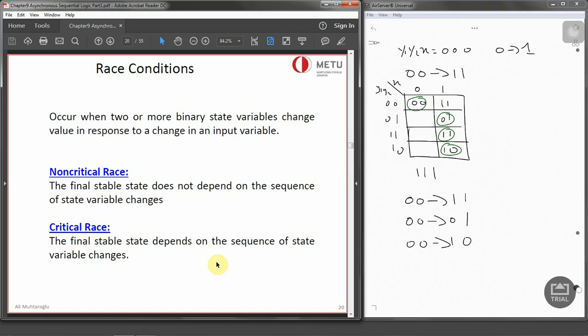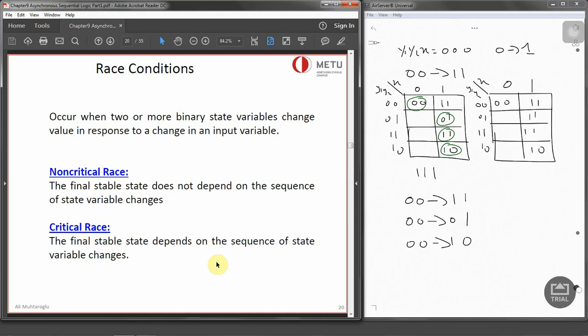We can also have another example with y1, y2, and x. Start with 0, 0, 1, 1, 1, 1, 1, 1, and 1, 0. Now, the two possible transitions result in one final state, which is 1, 1. So 0, 0 can be 1, 1. 0, 0 to 0, 1 can be 1, 1. But 0, 0 to 1, 0 is not going to end up in 1, 1. So the third possible transition goes to a different state, and this is also a critical race condition.